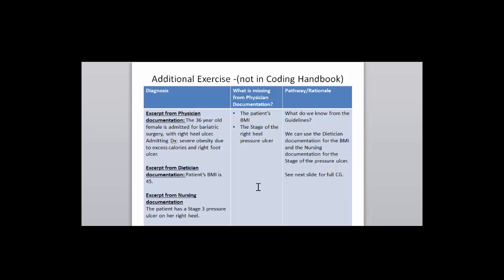It's also a more complete documented record when the patient's BMI, body mass index, has been documented, and the dietitian, as a normal part of his or her role, is going to document the patient's BMI on his or her report, and the nurses are going to document what stage a pressure ulcer is. So we know from the guidelines that we can use this documentation, the dietitian's documentation for the BMI and the nursing documentation for the stage of the ulcer.